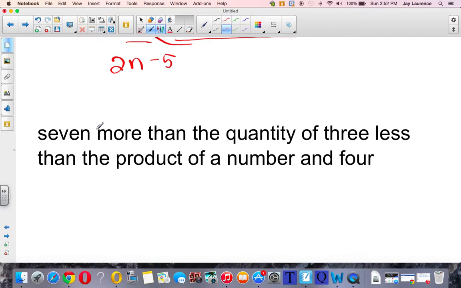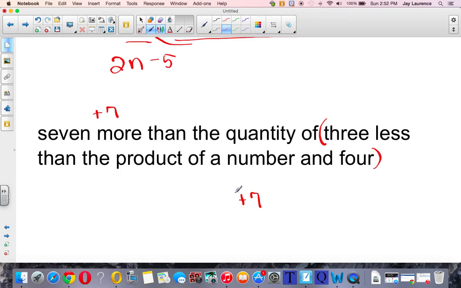7 more than the quantity of 3 less than the product of a number and 4. Don't let it intimidate you. Take it slow. 7 more. That means you're going to add 7. 7 more than what? We're going to have a plus 7, but we don't know what we're going to add 7 to. The quantity of, well, let's start a quantity. 3 less than the product of a number and 4.